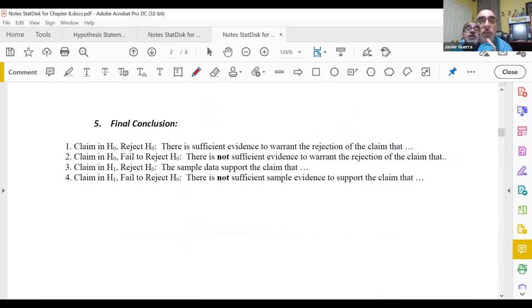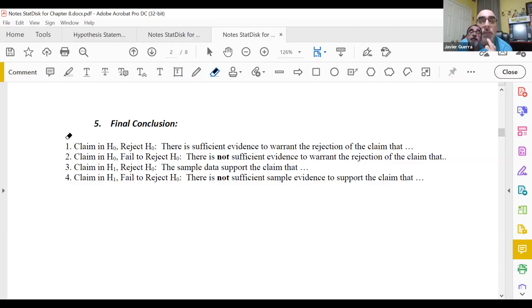Right, there are two conclusions that you really want to get, if possible. It would be so cool if you got number one or you got number three. Let me tell you the difference between them. Number one is saying that you have enough evidence to prove that the claim was totally wrong. Number three is saying the sample data support the claim. This is saying you have proof that the claim was totally true. So one is totally false. Three is totally true.